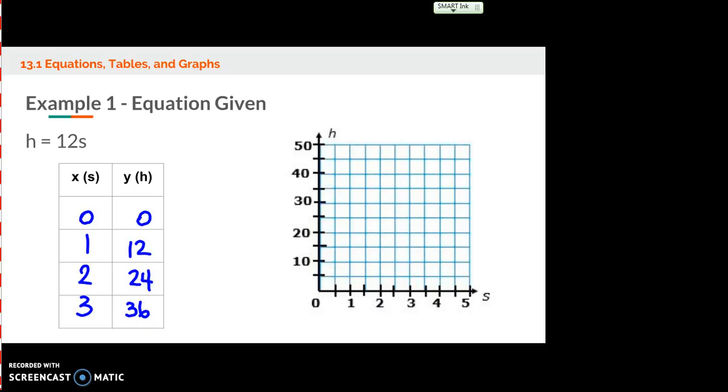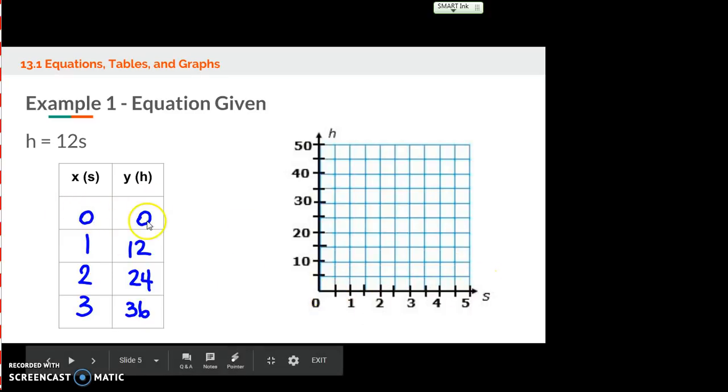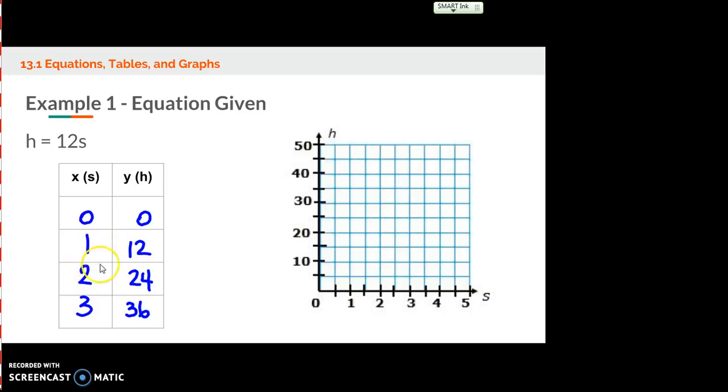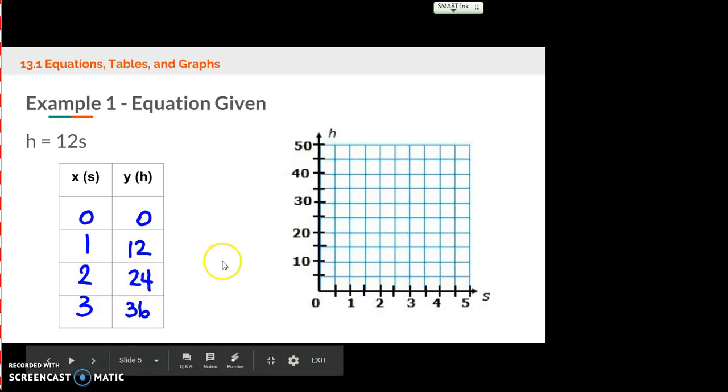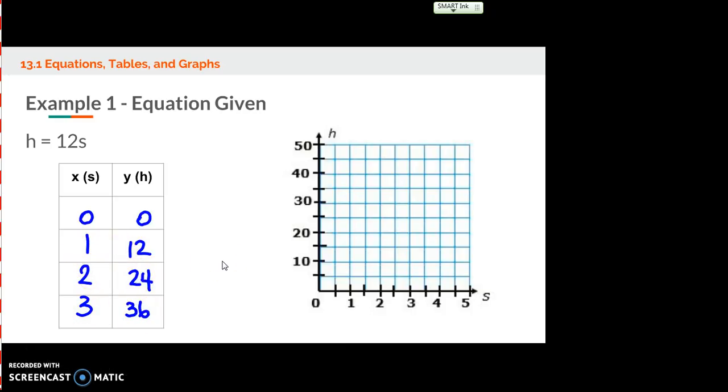Now remember that when you have a table, we have ordered pairs. Our x is our bottom number, left to right. Our y is how tall or how small or low we go on our graph. So let's go ahead and graph those. So we have the ordered pairs 0, 0, 1, 12, 2, 24, and 3, 36. So go ahead and graph those.